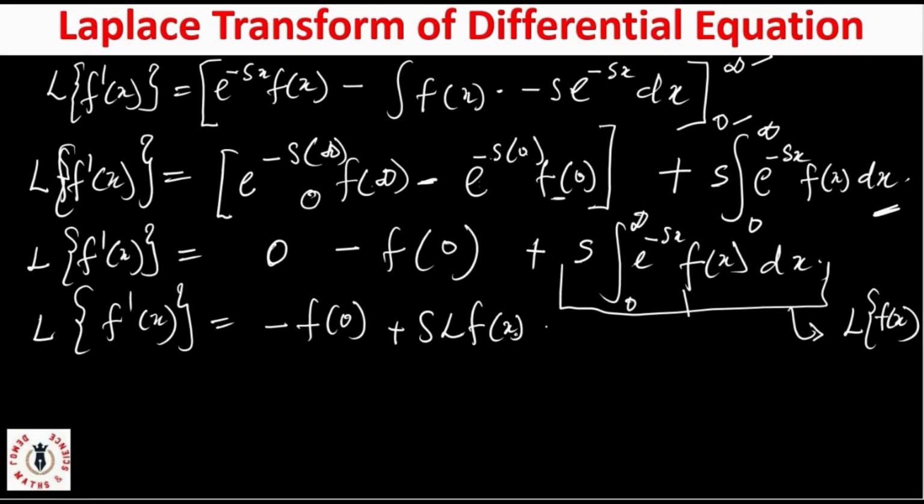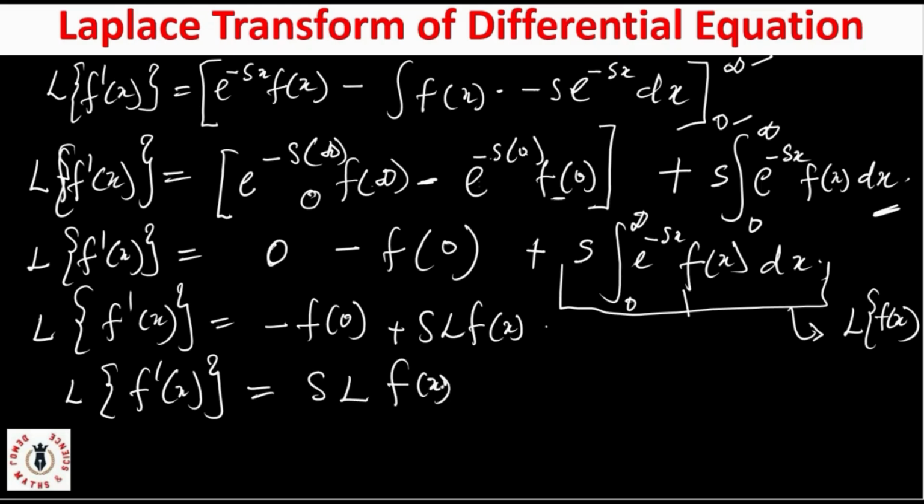Now with this I can rearrange my equations. Rearranging my equation so that L f prime of x obviously will be the same thing as s L f of x. Now the negative sign can come forward: minus f of 0.